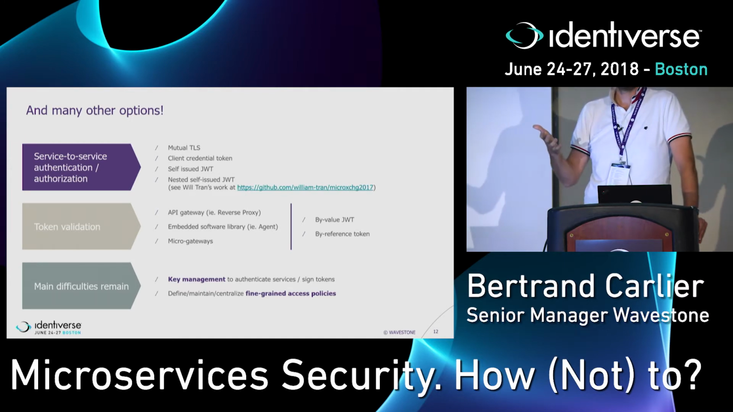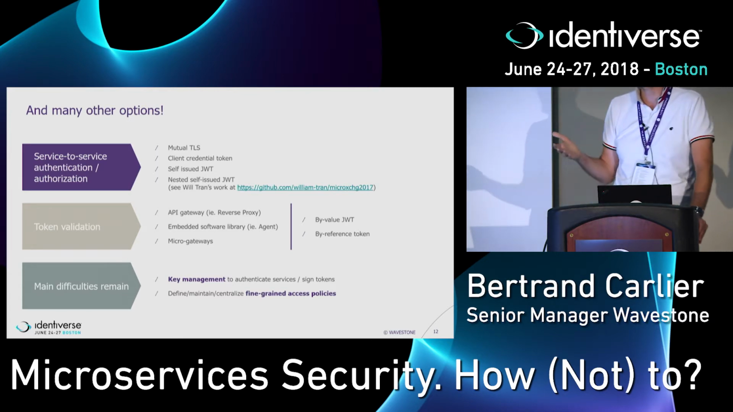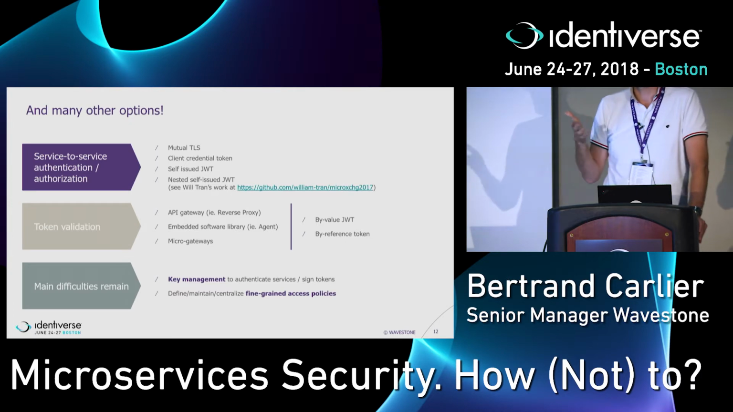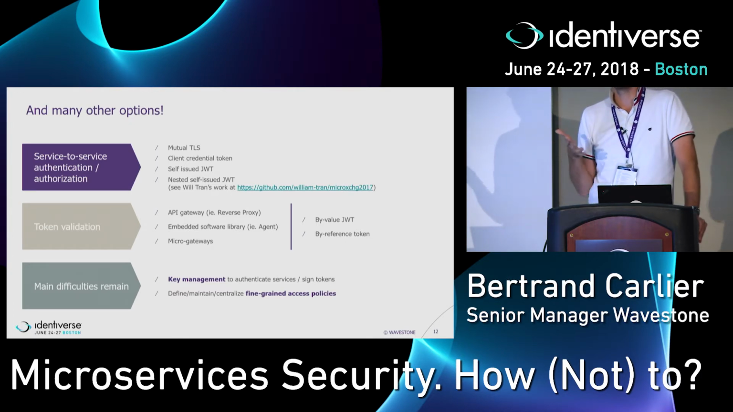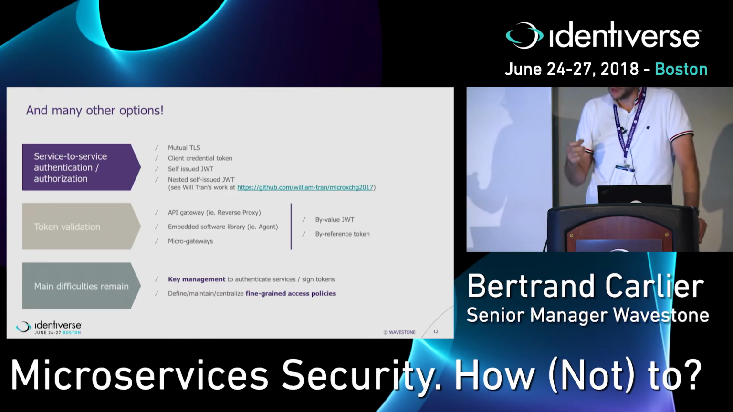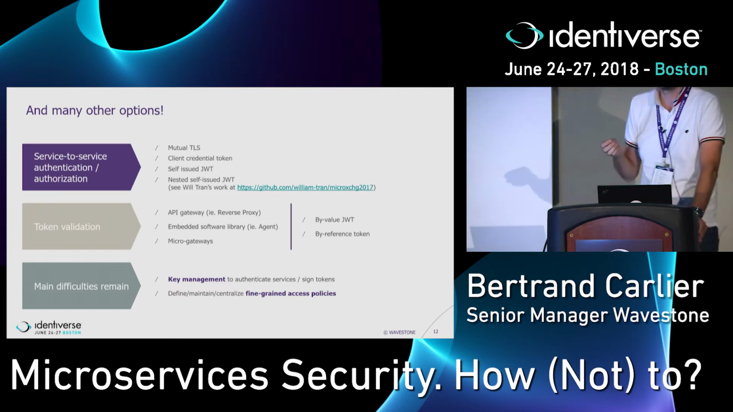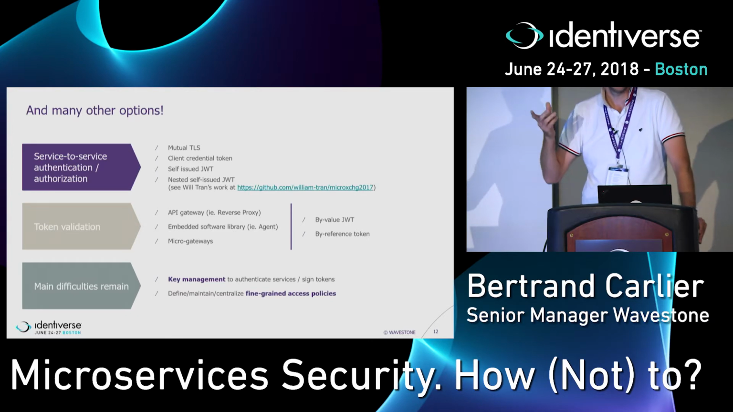And then you always have that question about by-value JWTs or by-reference tokens. That's something very hard, there's no definitive solution. Of course, you're going to lose revocation if you use by-value JWTs, but you're going to have latency if you use by-reference. So that's a very tough call to make. From my point of view, the main difficulties are not technical. They're more about how you're going to do the key management to authenticate or to sign tokens at the microservice level. Microservices are going to be popped in.